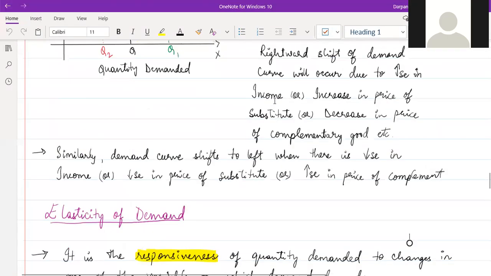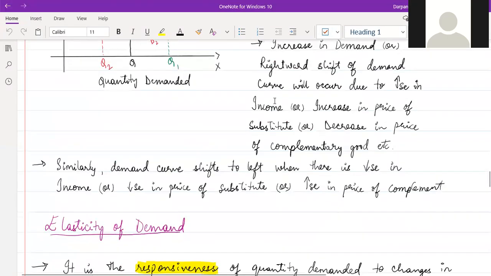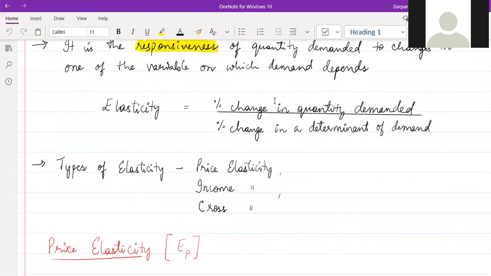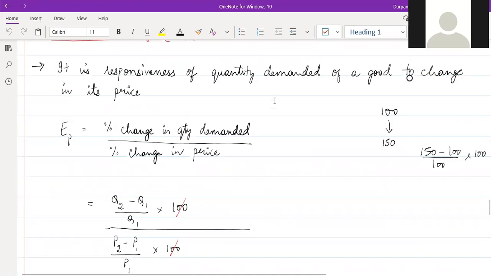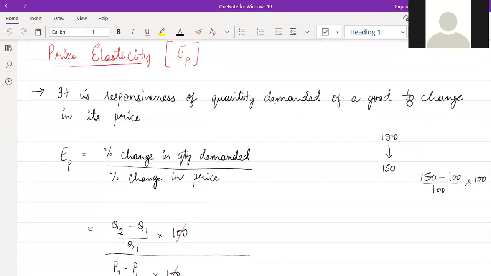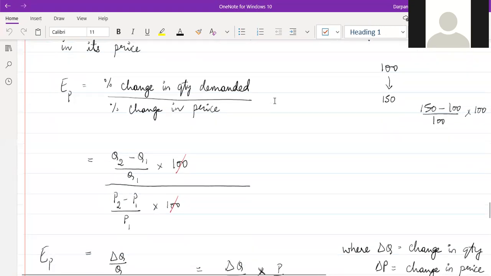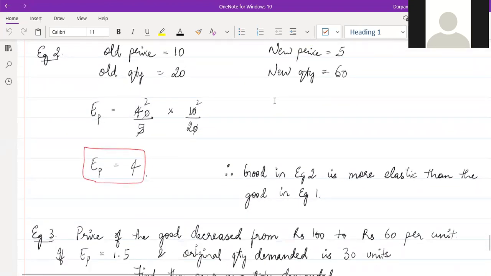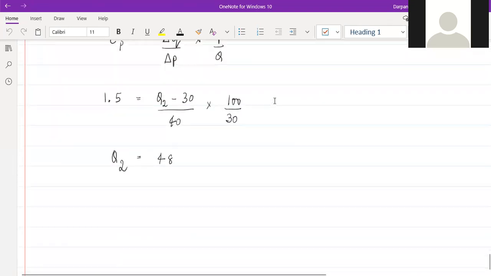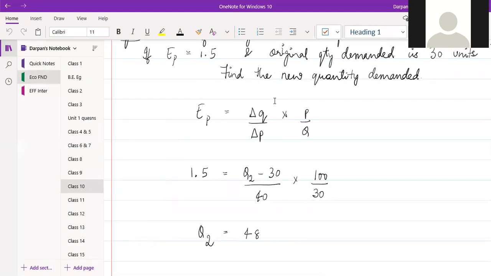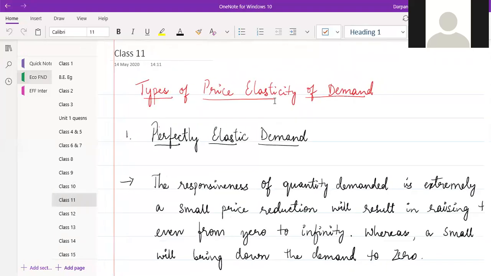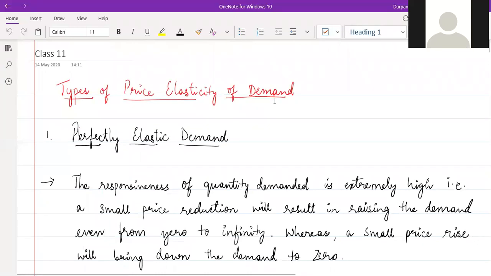Then elasticity of demand. What was elasticity? It's nothing but the responsiveness of demand to a change in one of the variables. We saw this can be price, income, or cross elasticity. The first one, price elasticity, is the responsiveness of quantity demanded to a change in price. What is the formula? Percentage change in quantity demanded divided by percentage change in price, right? Then we saw the example and we said that negative values should not be taken. There was a doubt here also, but I'll clear that doubt afterwards because there are students who have not written the test. So once we start those doubts, we can ask them to leave.